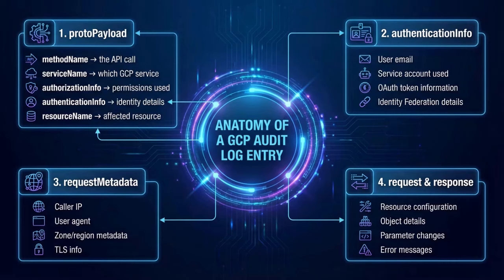Next field is the authentication info. This is critical for identity-first detection. It can include details such as the username, the service account used, the token information, and identity federation details. If you see unusual service accounts here, well, investigate. Third, we have request metadata. This shows where the request came from, like caller IP, user agent, TLS info, and as you can see here, zone and region metadata. This is useful for indicators of compromise sweeps, and of course, you want to do geolocation analysis.